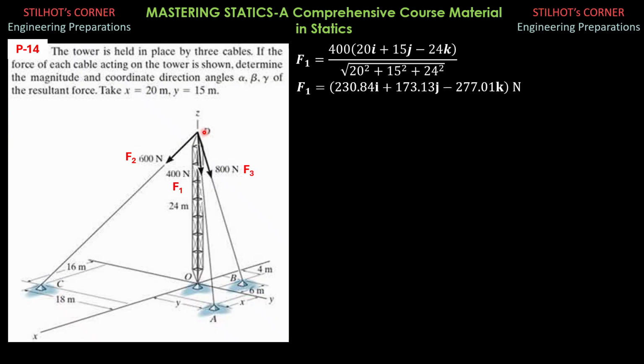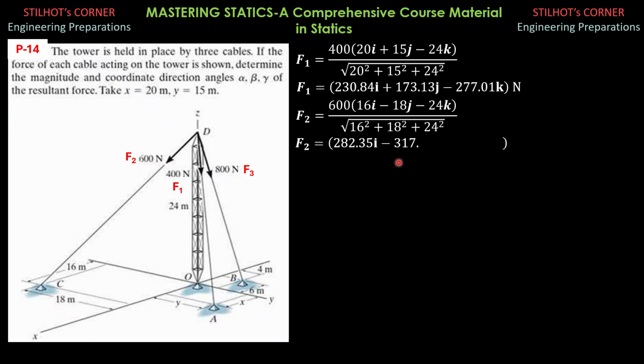F2 is directed down, forward 16, then leftward 18. So F2 is magnitude of 600 times the quantity 16i minus 18j then minus 24k over the square root of 16 squared plus 18 squared plus 24 squared, and simplifying, F2 equals 282.35i minus 317.65j minus 423.53k newtons.